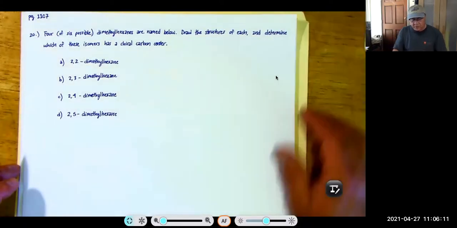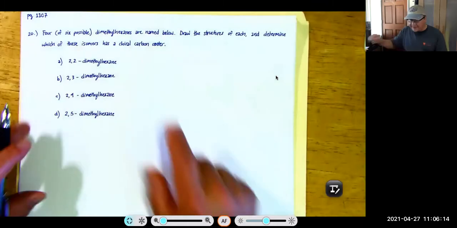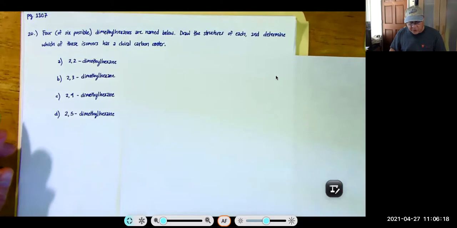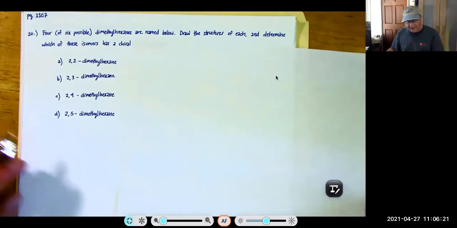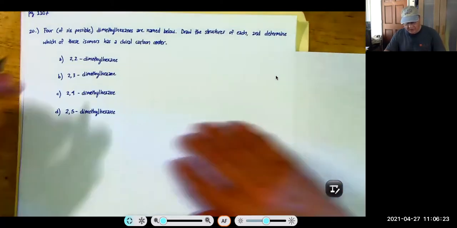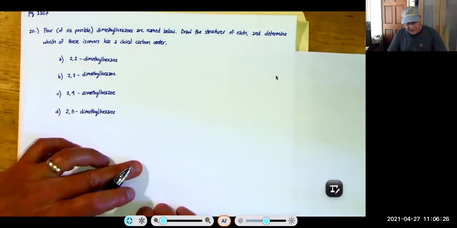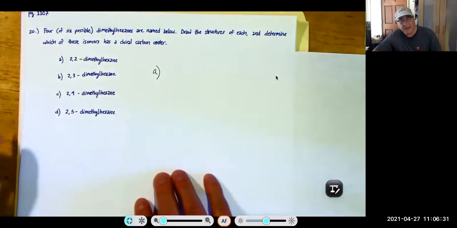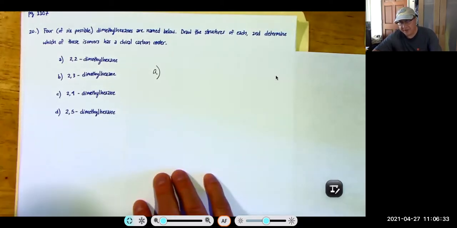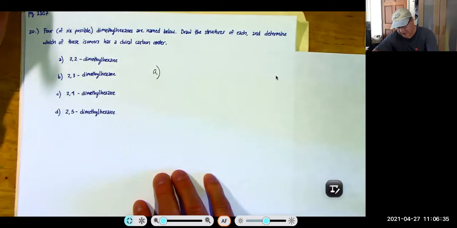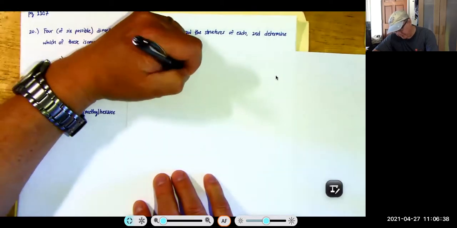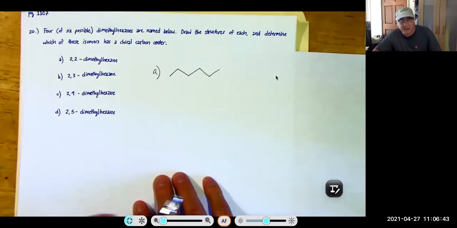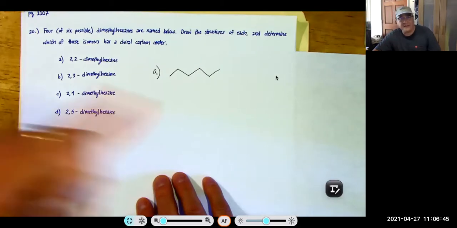Okay. 4 of 6 dimethyl hexanes are named below. Draw the structure of each and determine which isomer has a chiral center. Okay, so A is 2,2-dimethylhexane. So hexane means how many carbons? 6. Okay, so here I've drawn 1, 2, 3, 4, 5, 6. So it's basically the bird with one more line, right? Right.